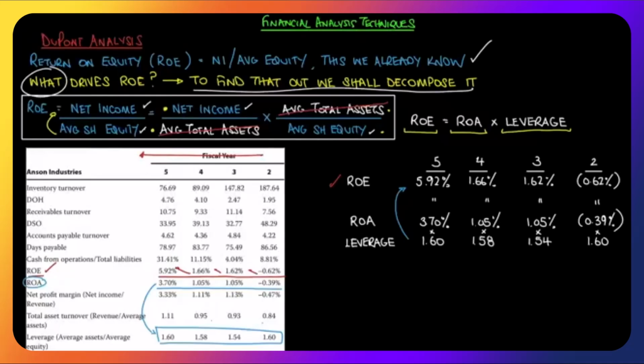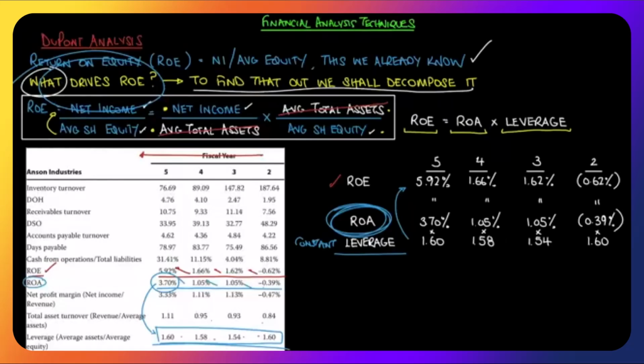We want to know why. Is it due to leverage? Have they simply started using more leverage to get a better ROE? 1.6, 1.54, 1.58. No, that's pretty nondescript, isn't it? That's pretty constant. It's not absolutely constant, but it's constant-ish. So it must be ROA. Yep, minus 0.39 up to 3.7. To answer this question, for Anson here, what is driving ROE? ROA. They are managing to generate more net income per dollar of assets in fiscal year 5 than they were in 2. It's not leverage, it's ROA.